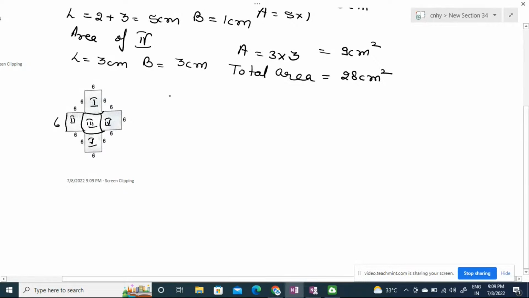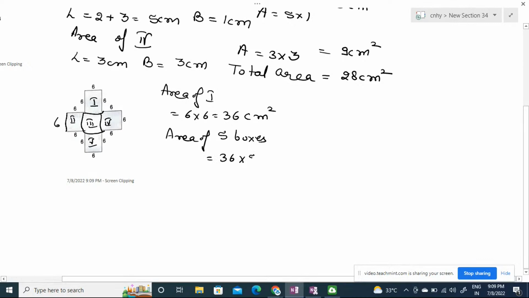Yes, there's one more way. So area of one box, 6 into 6, that is correct. Then area of 5 boxes. 5 boxes is 36 into 5, because of all the 36 dimensions. 180 centimeter square. So now these pictures are so tough.